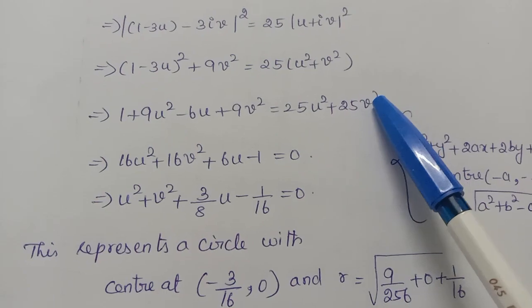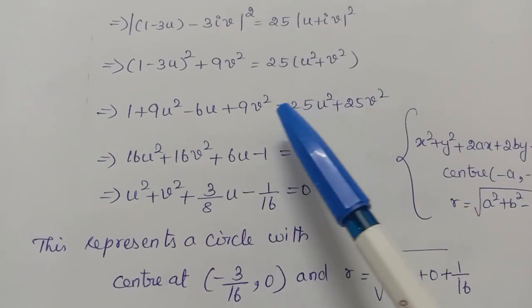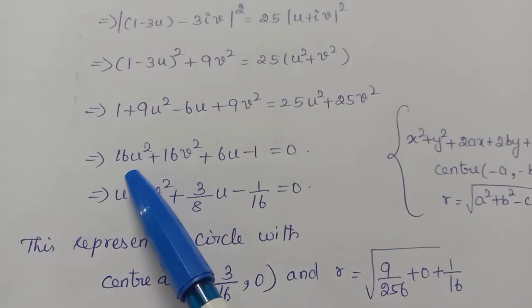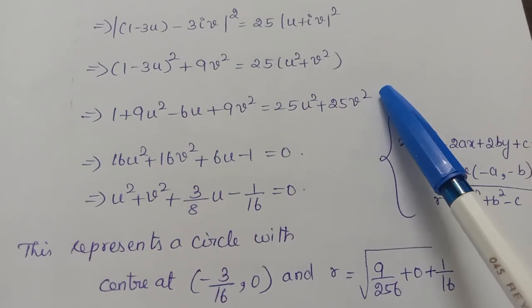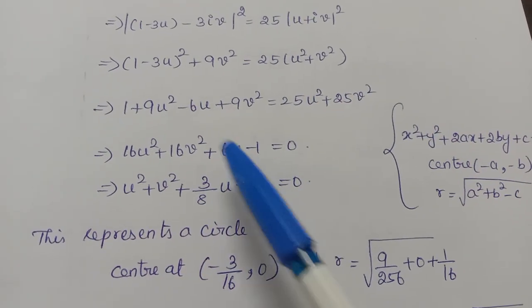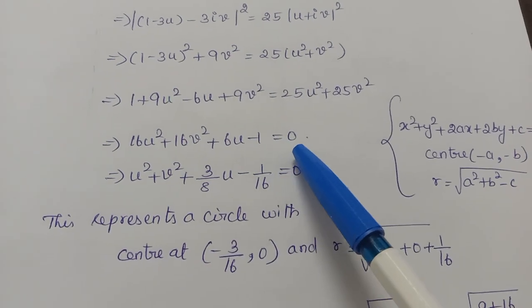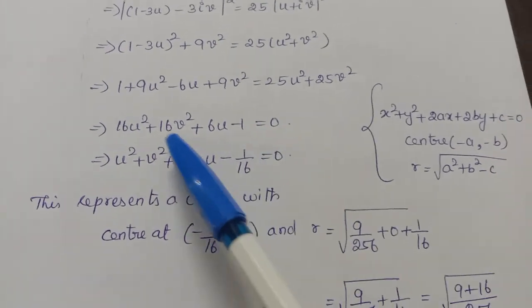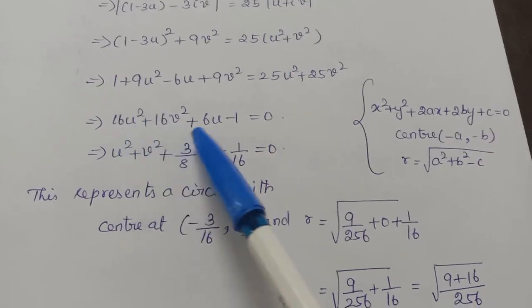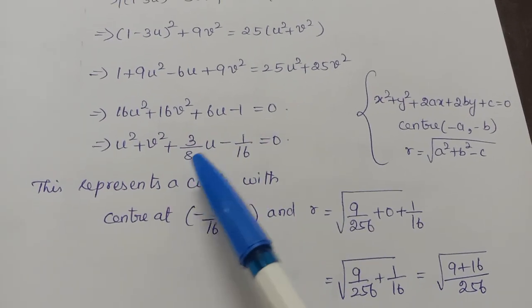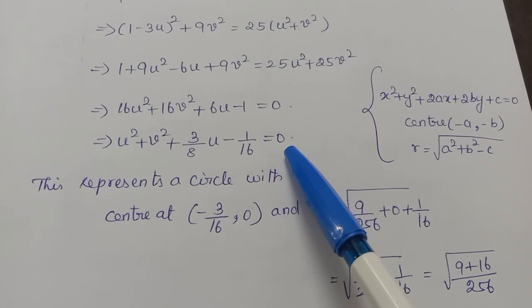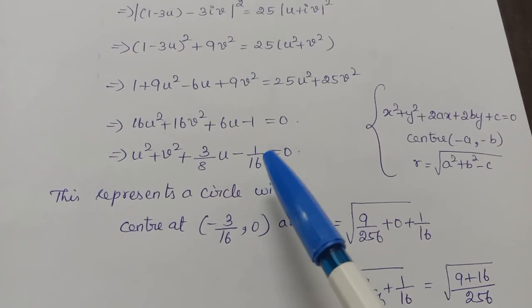Bring all the terms to the right hand side. So 25u square minus 9u square is 16u square, plus 16v square. The minus 6u, when it comes to this side, becomes plus 6u. The plus 1 becomes minus 1, equal to 0. Now divide this equation throughout by 16. So u square plus v square plus 3 by 8 u minus 1 by 16 equal to 0. This is a circle's equation.